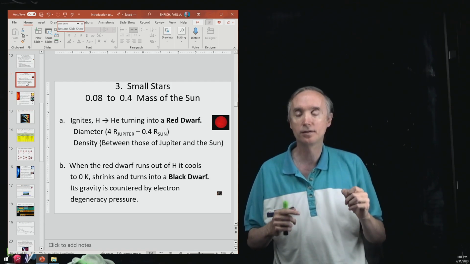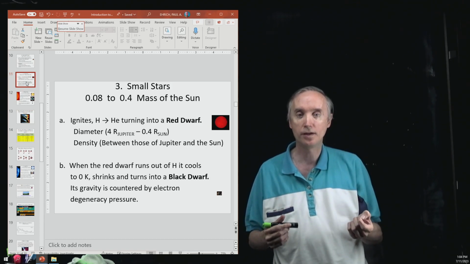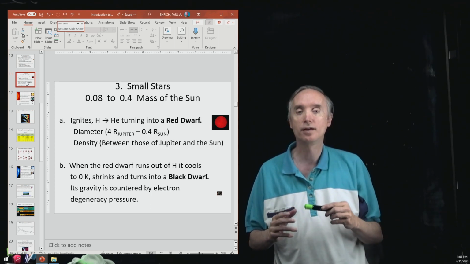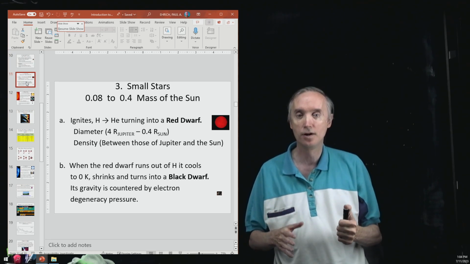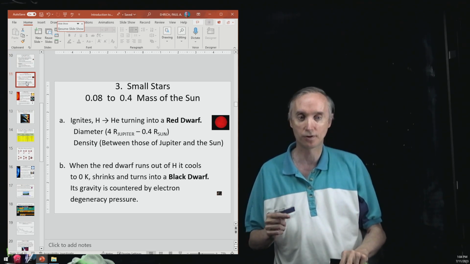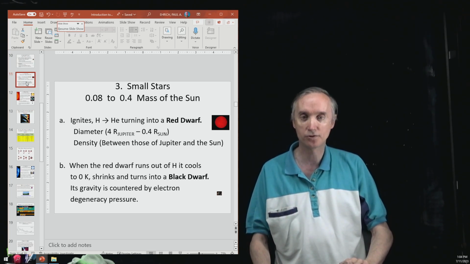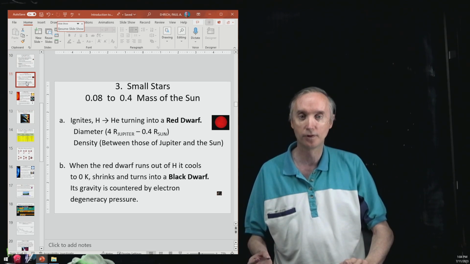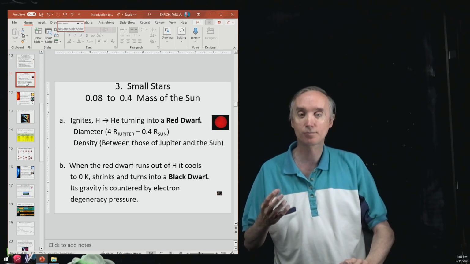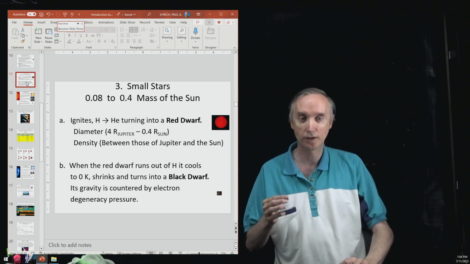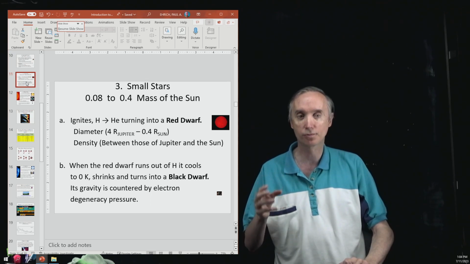We're going to call these things a red dwarf because they're going to be relatively cool. So if you recall, we said that the mass of a star determines the core temperature of the star. So these objects are going to have a core temperature that reaches 10 million Kelvin, but that's pretty much it. And so the surface temperature of these kinds of stars is going to be very, very low. And so notice that their color is red.